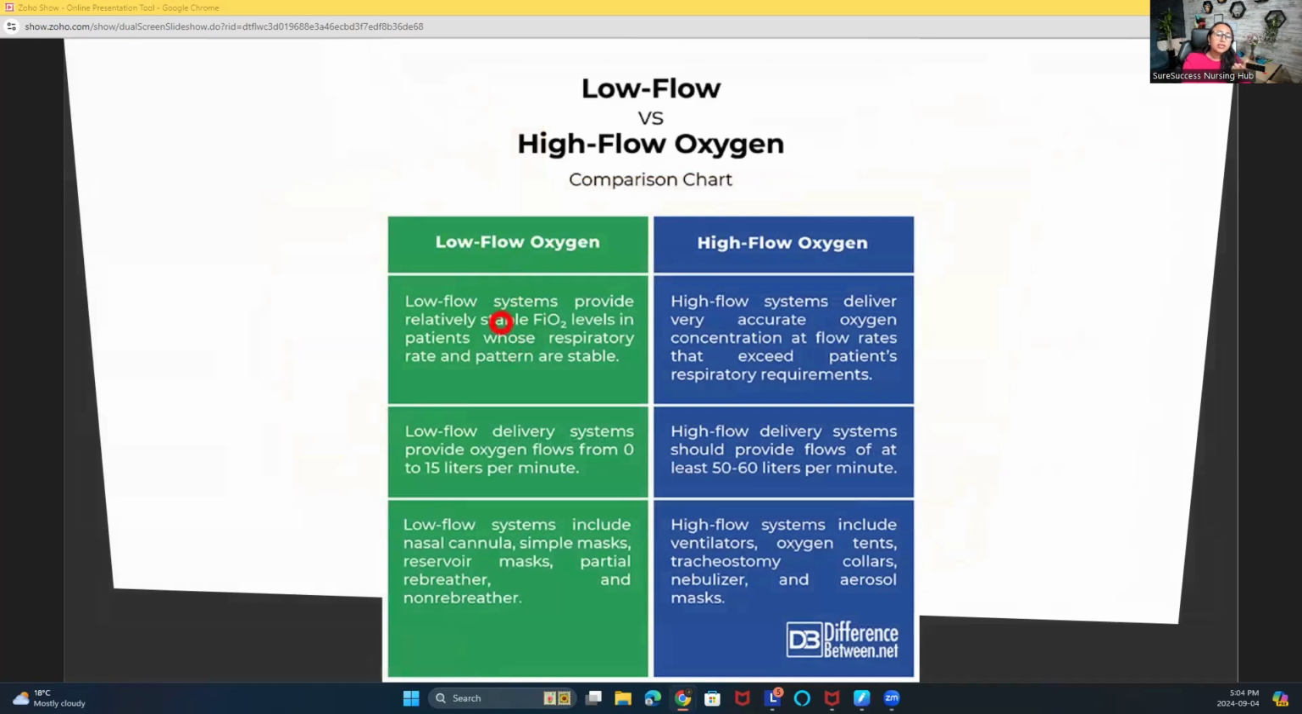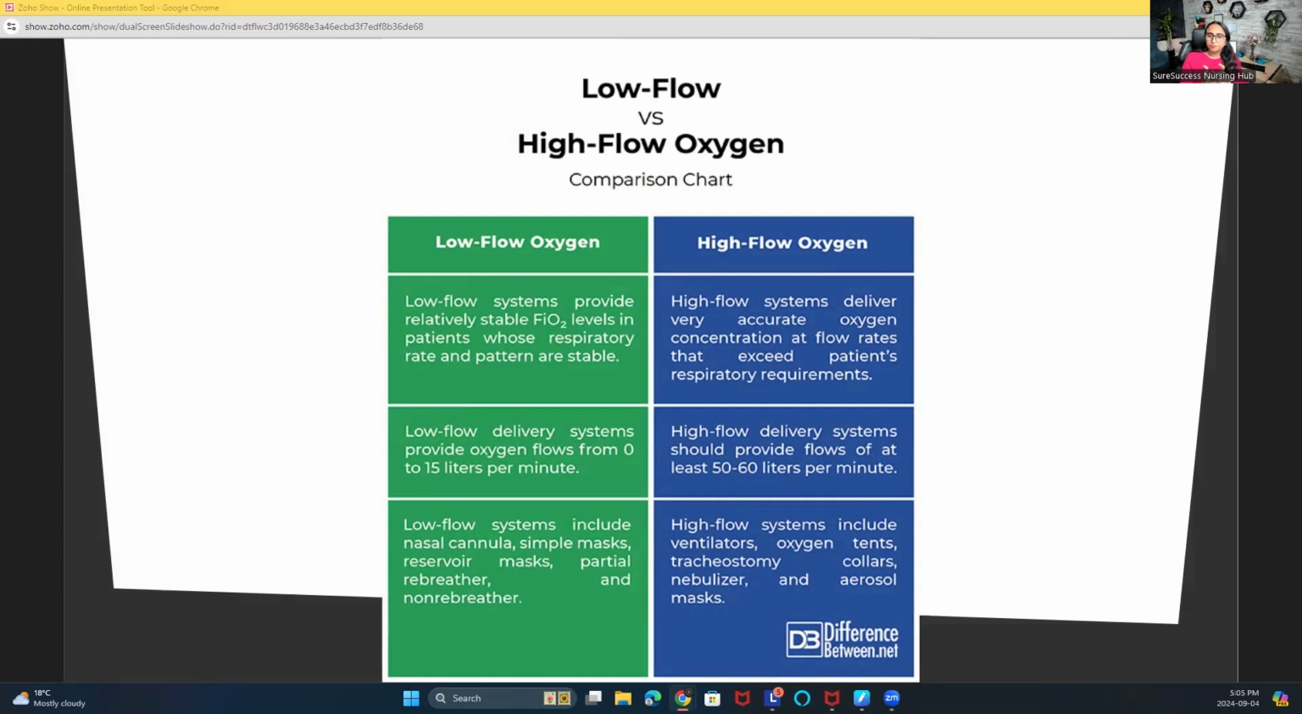Low flow means we are giving the stable FiO2. Whatever is in the environment plus 2 or 3 liters or 10 liters or plus 15 liters on top of that. In low flow, the patient is deciding how much I am breathing in. For example, when you are giving the facial mask to the patient, it is the patient who is breathing in, breathing out. You are not controlling it. If his respiratory rate is 20, he's breathing more oxygen. If his respiratory rate is only 10, he's breathing less oxygen.